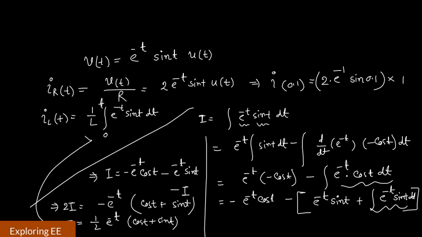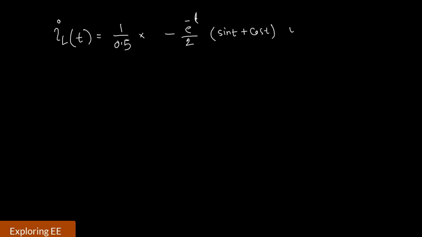So if we put the value of I here, we get the value of inductor current I_L(t) given by 1 by L, that is 1 by 0.5, into minus of e to the power minus t by 2 into sin t plus cos t, whole multiplied by u(t). So 2 times 0.5 becomes unity, so minus e to the power minus t times cosine t plus sin t multiplied by u(t).